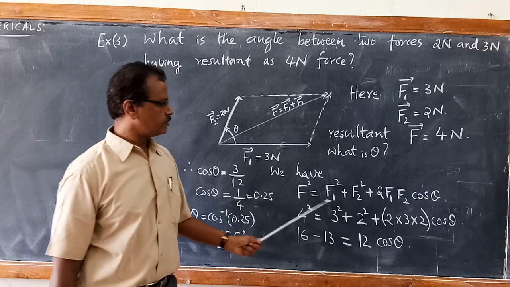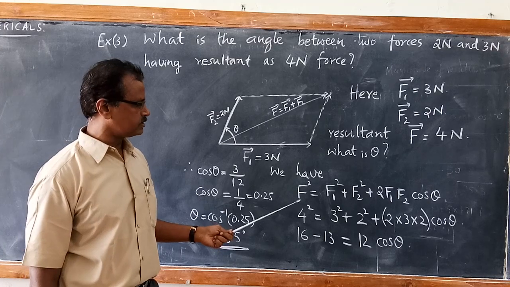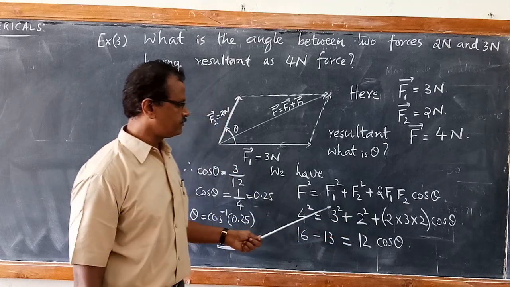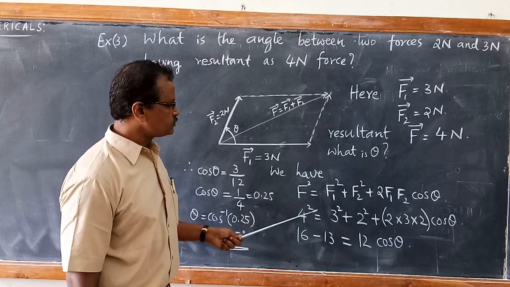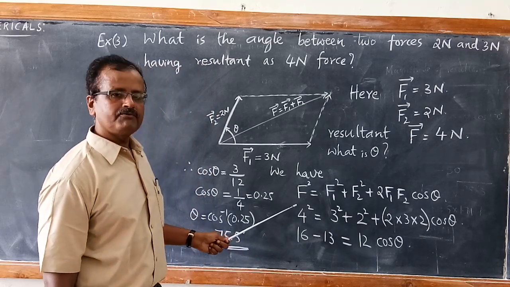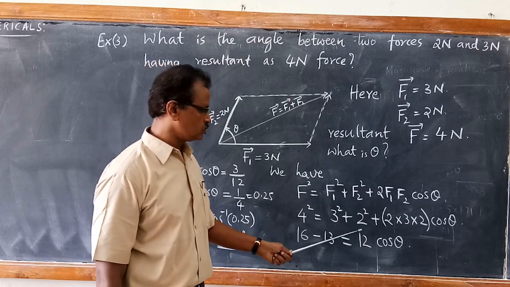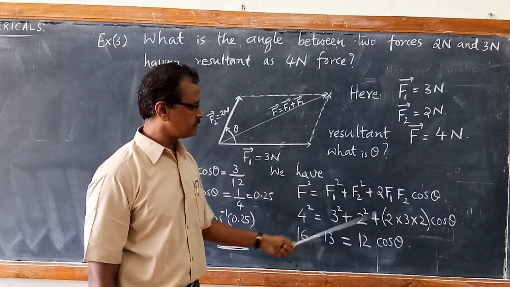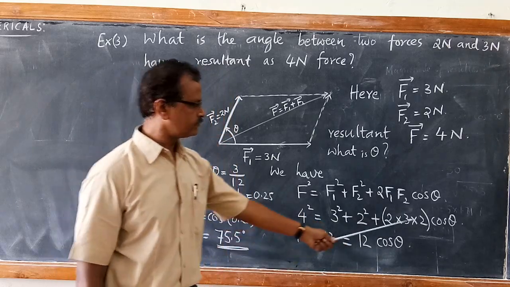What is theta? So we make use of the law of cosines again. The square of the resultant force is equal to F1 square plus F2 square plus 2 F1 F2 cos theta. Substituting the values, we get 4 square equals 3 square plus 2 square plus 2 into 3 into 2 cos theta. We don't know the angle theta, which we want to find out.